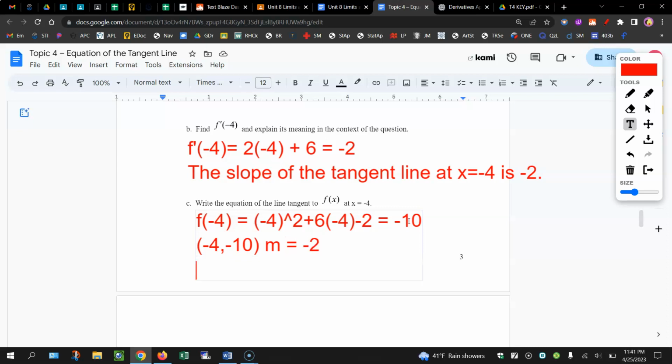So if we plug into that point slope, you have y plus 10 equals the slope, negative 2, times x plus 4. It's really y minus a negative 10 and x minus a negative 4. That's why they're changing to plus 10 and plus 4.